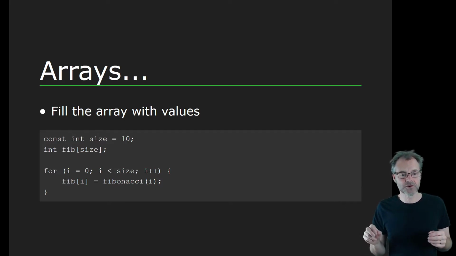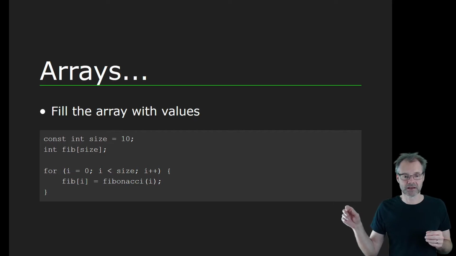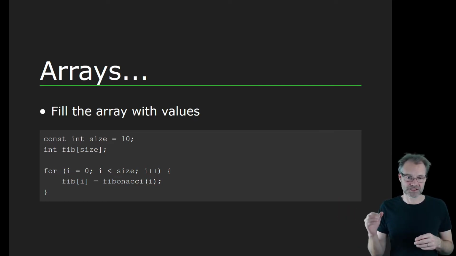So in the for loop, I'm just assigning the positions of the Fibonacci going from 0 up to 9 and giving them the value of that specific Fibonacci number in the sequence there.